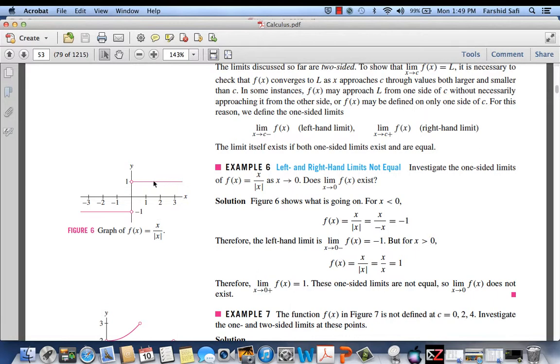Approach it along the curve from the right, we're approaching the y value 1. And the limit as x approaches 0 from the left, along the curve, as you approach 0 from the left, that would be going towards negative 1. That's where you see this one-sided limit.